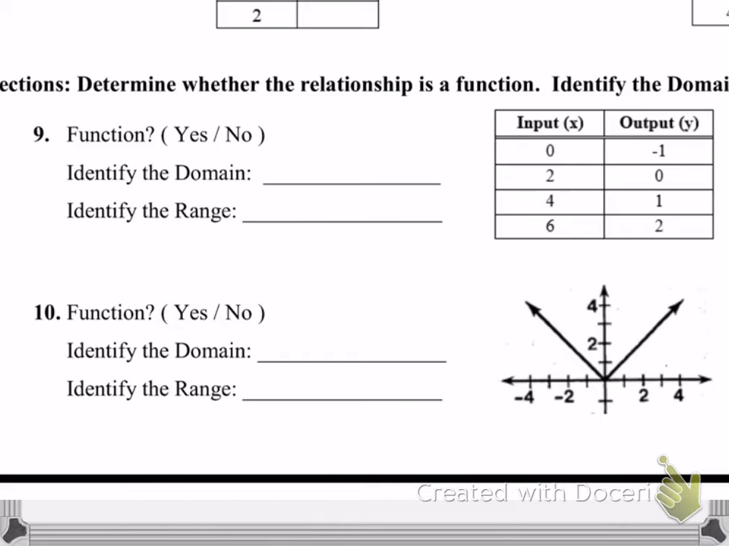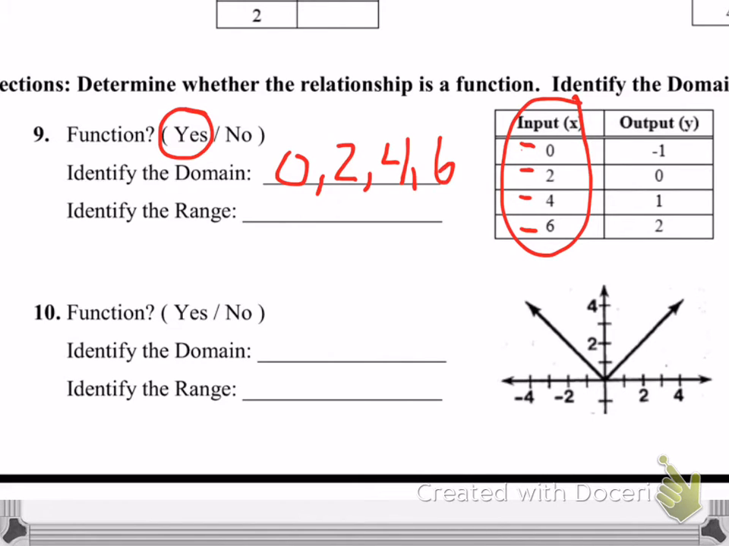For these next ones, we're determining if something is a function or not. When they give us a table, we're looking for repeated inputs. If I look, 0, 2, 4, and 6, none of them repeat. So this is a function. When they give us a table for identifying the domain, it's our input or our x values. So I'm just going to list them. 0, 2, 4, 6. When I'm identifying the range, I'm just going to list my output values or my y values. So I'm going to take these values right there. Negative 1, 0, 1, 2.